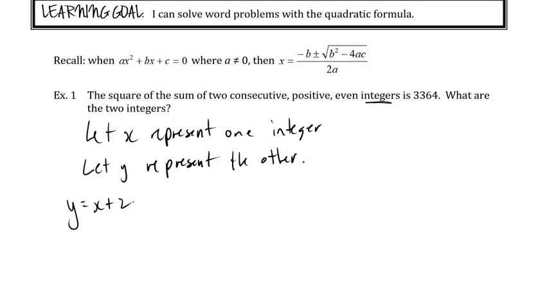Next part, the square of the sum of those two consecutive even integers is 3,364. So what is the square of the sum? So first I'm going to sum them. That's x plus x plus 2. So here's my first one, and here's the next even integer. And so this altogether is the sum of those, but what I actually want is the square of the sum. So this whole thing is the square of the sum of two consecutive even integers.